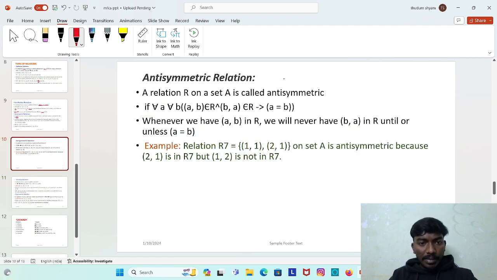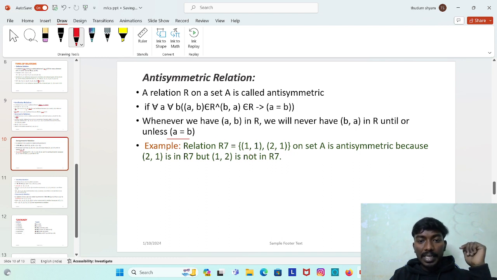Now, an antisymmetric relation means a relation R on a set A is called antisymmetric if for all a and for all b, if a comma b belongs to R and b comma a belongs to R, then a is equal to b. Note that in an antisymmetric relation, wherever we have a comma b in R, there will be no b comma a unless a equals b. The a element should be equal to b to consider it an antisymmetric relation.